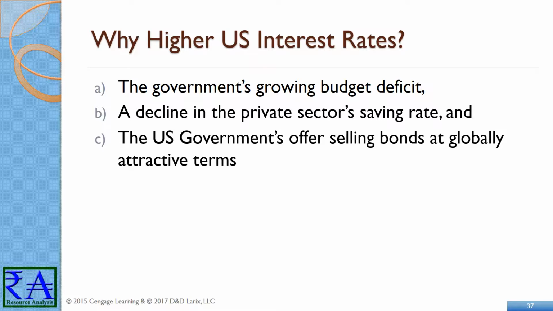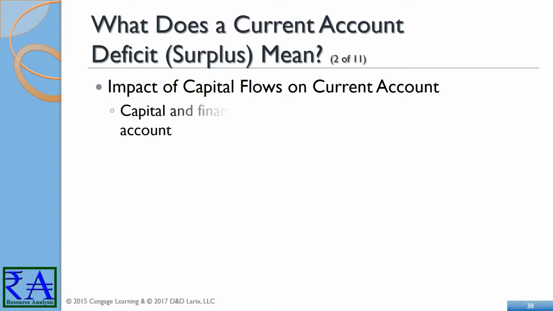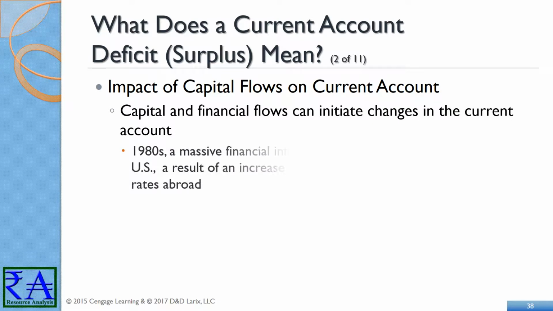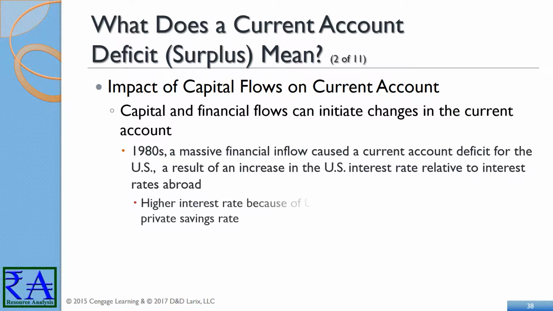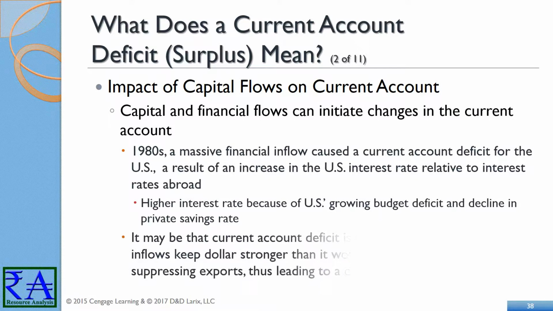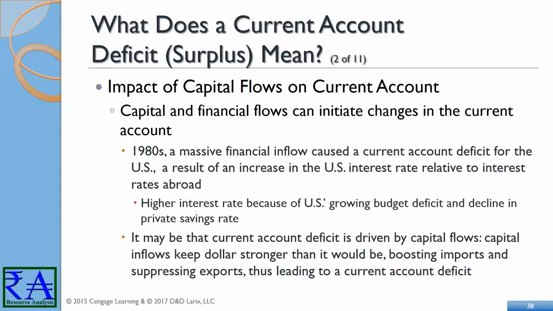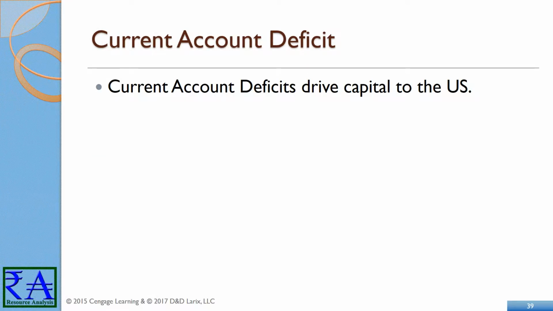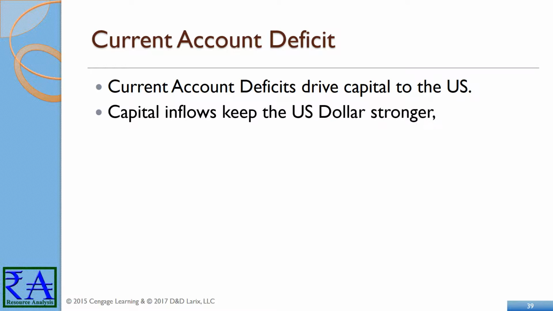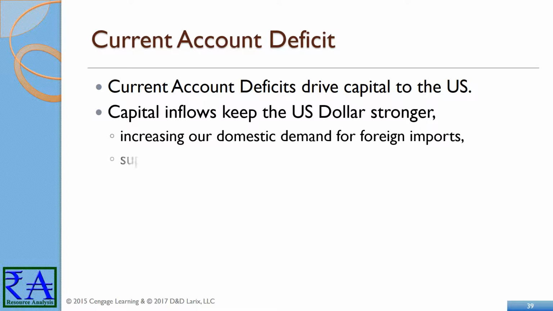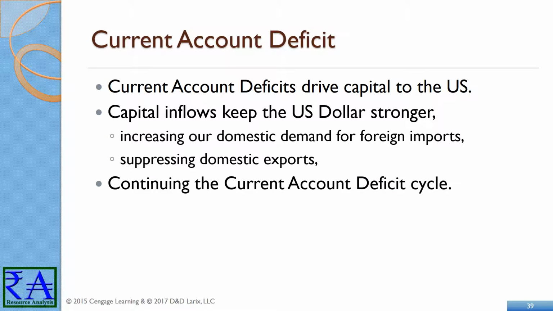At the time, domestic savings were suppressed, and the demand for foreign investments in the U.S. necessitated an increase to the interest rates offered. The deal got better. These moves attracted foreign investments to the U.S., and the current account deficit increased. Capital inflows contribute to the current account deficit. At the same time, current account deficits drive capital flows into the U.S. Capital inflows keep the U.S. dollar stronger than it would otherwise be, increasing our domestic demand for foreign imports and suppressing domestic exports to other nations, thus continuing the current account deficit cycle.